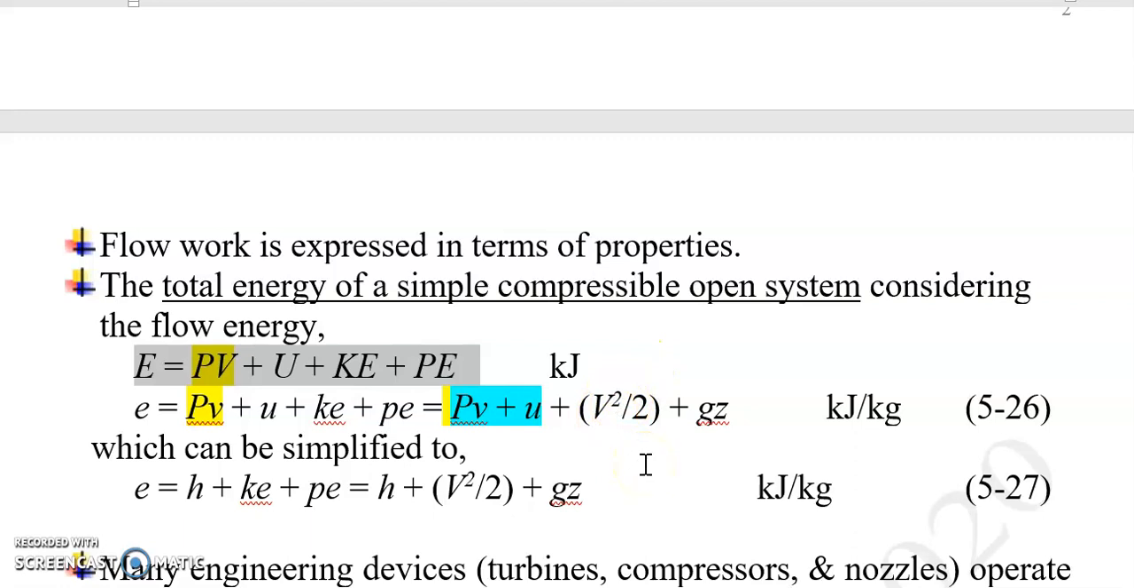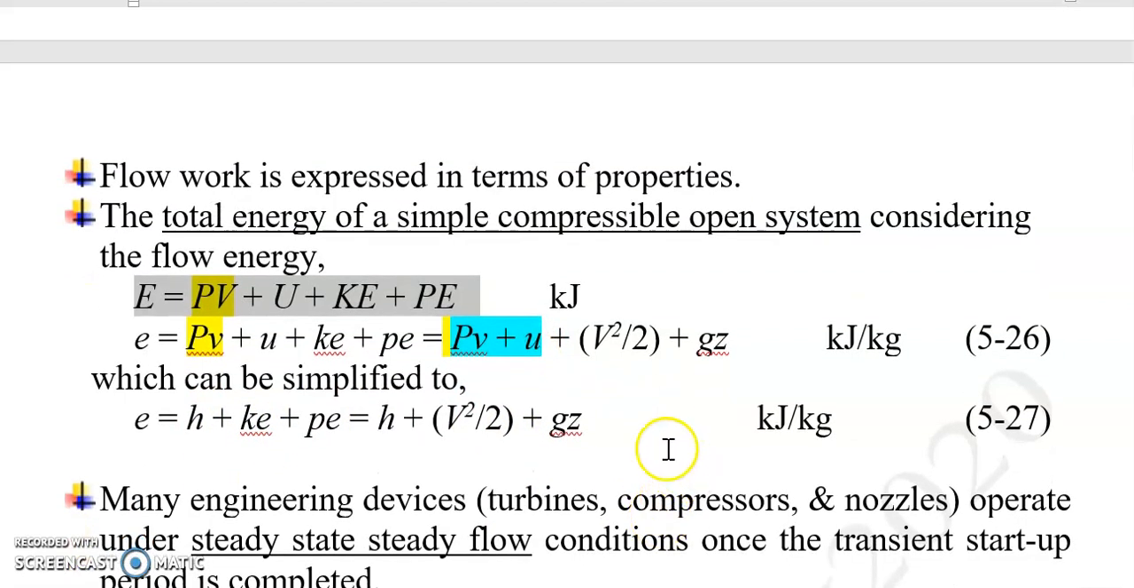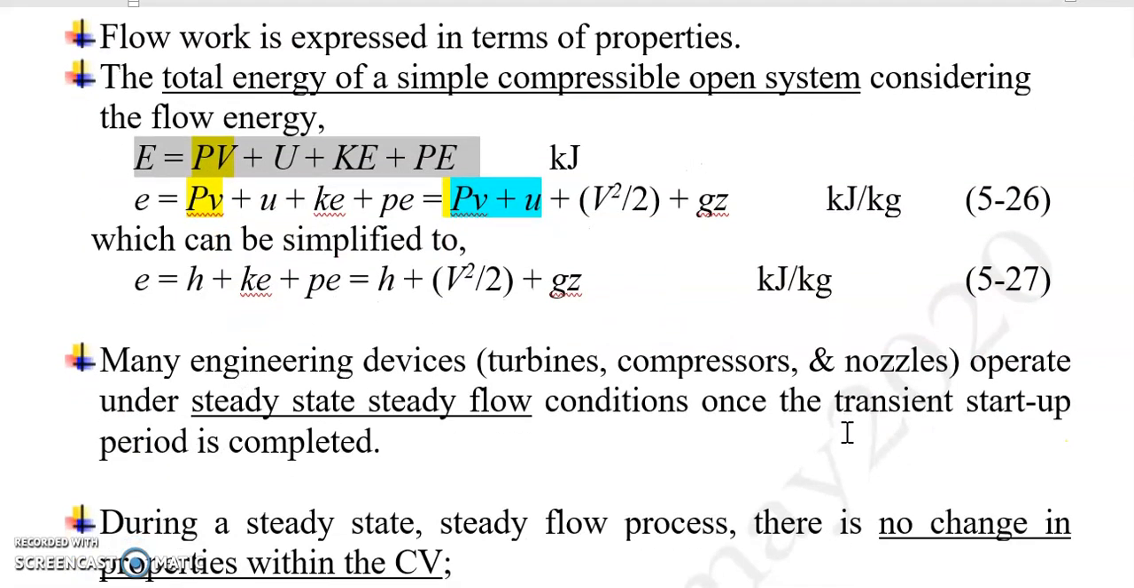Now, if you use the definition of enthalpy, you may simplify the terms PV plus U into H. So you get this energy to be equal to 5.27. Note again the units are in kilojoule per kilogram.